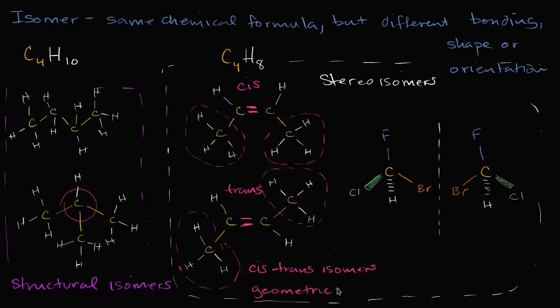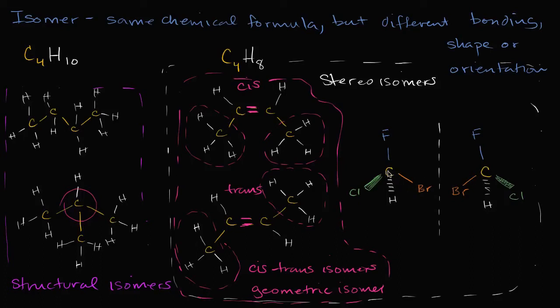Geometric isomers. So that's a subset. So when I'm talking about cis-trans or geometric, I'm talking about these 2 characters over here. They are a subset of stereoisomers. Now what's going on over here? I have no double bond. I'm not talking about cis and trans.